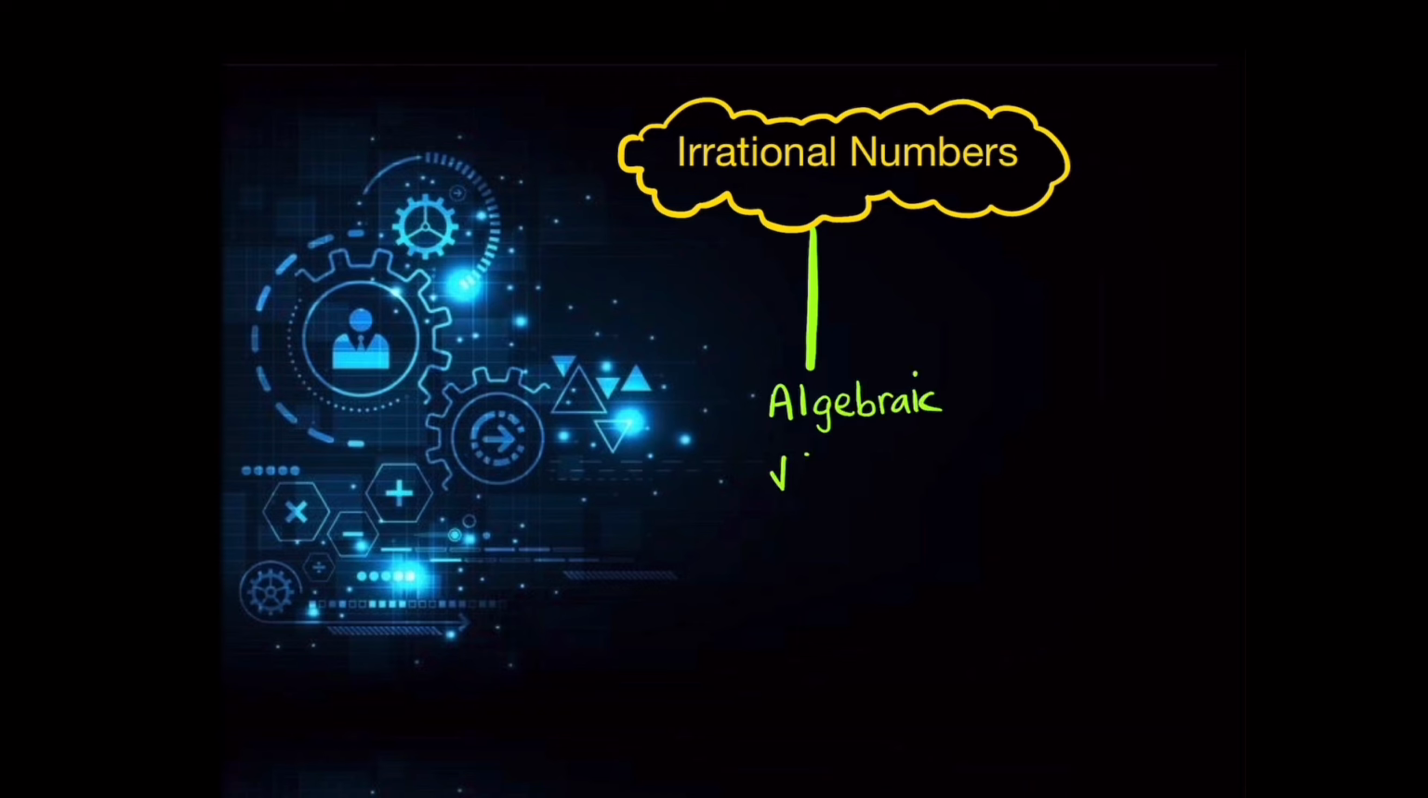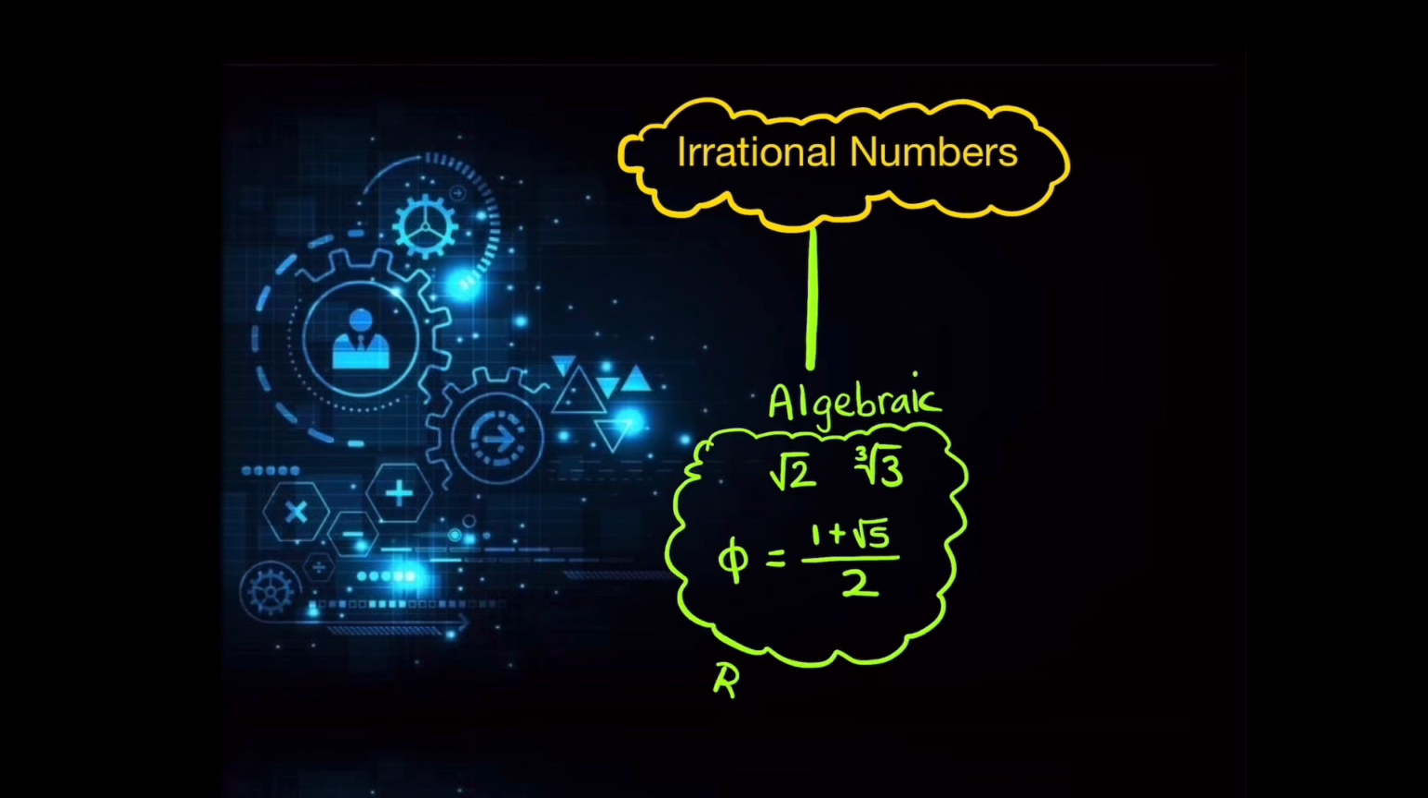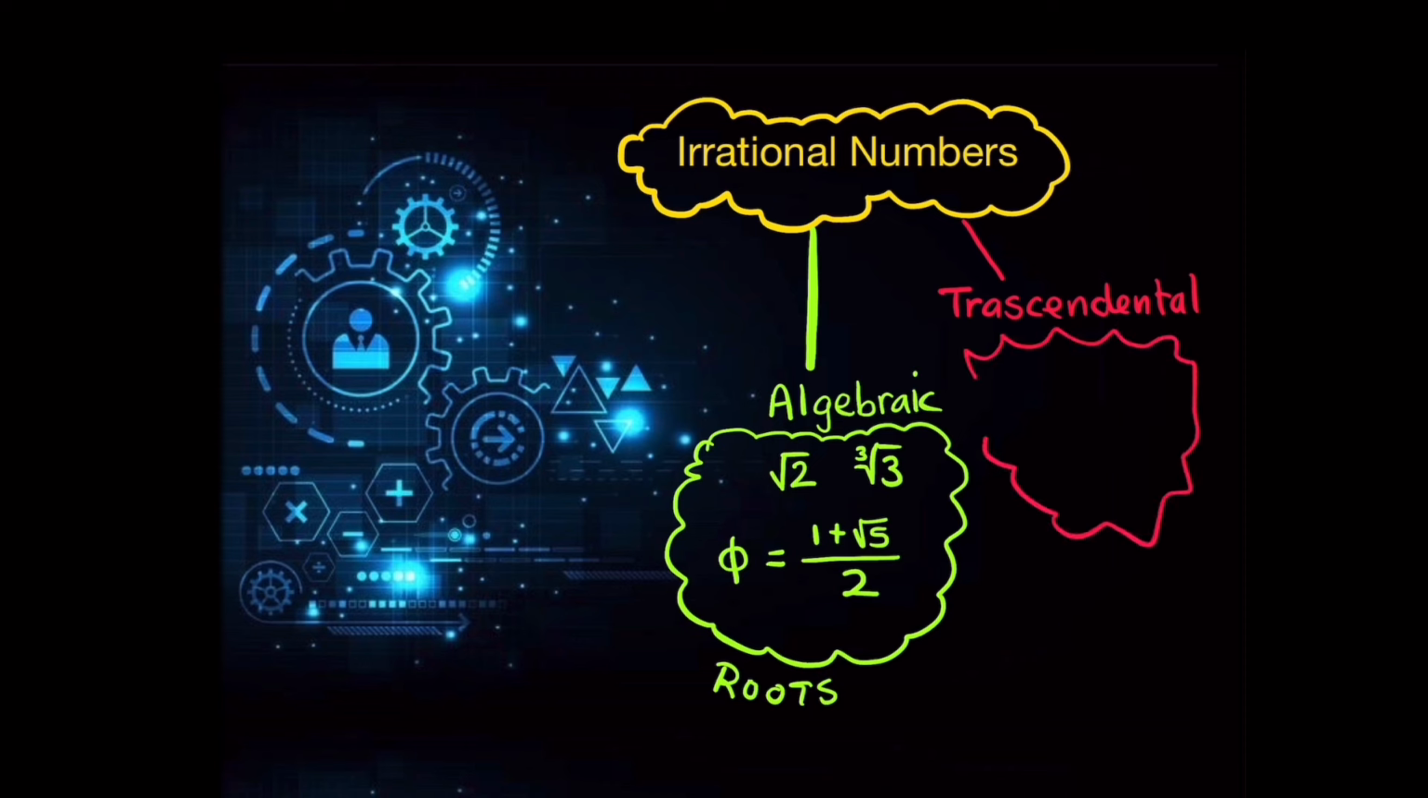Now, irrational numbers fall into two camps. Algebraic numbers, such as the square root of 2, or the cube root of 3, or 1 plus radical 5 over 2, which is the golden ratio. And then you have the irrational numbers called transcendental numbers. And those would be numbers such as pi and e. And these numbers really embody the character behind real numbers.